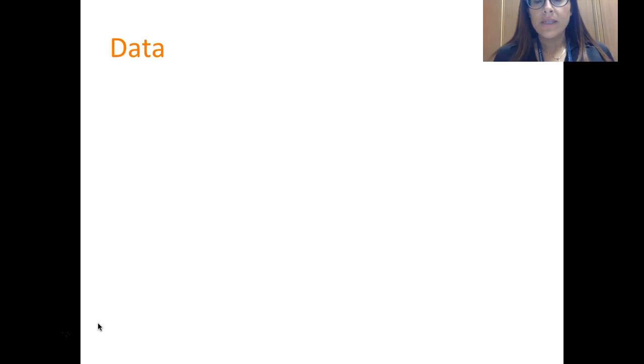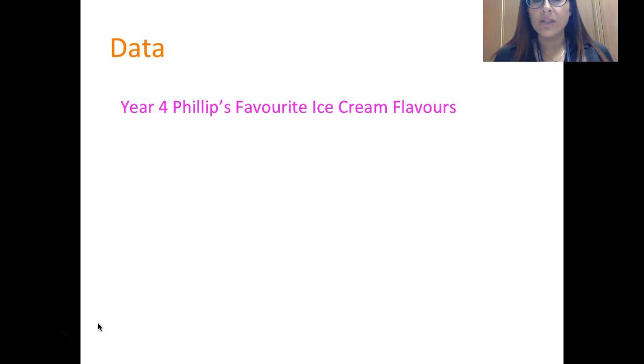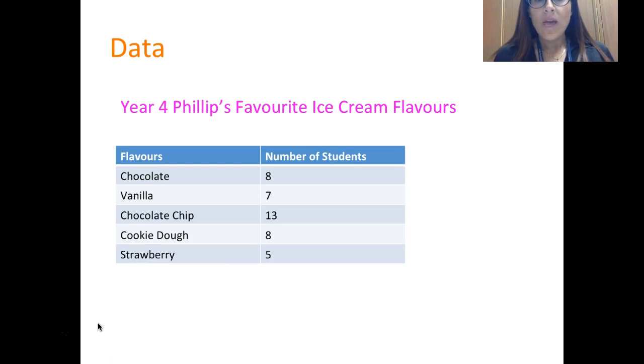As with all graphs, you need data to create one. Here we have some data on Year 4 Philip's favourite ice cream flavours. We have a table here which has the data. We've got our flavours, which are chocolate, vanilla, choc chip, cookie dough and strawberry. And then on this side of our table it tells us how many people like chocolate, which is 8, vanilla 7, choc chip 13, cookie dough 8 and strawberry 5 students.